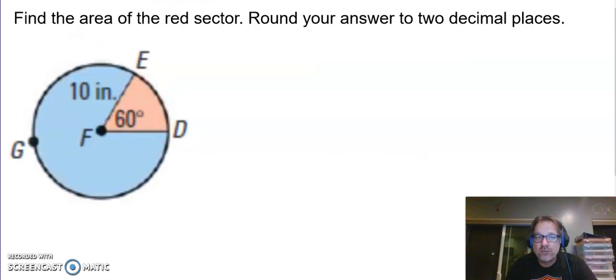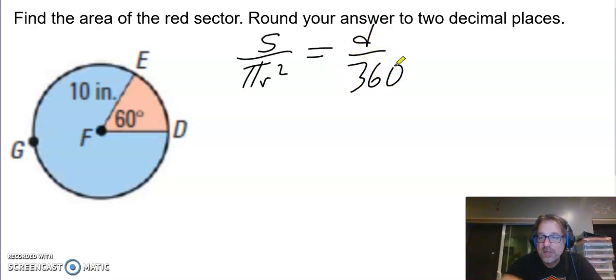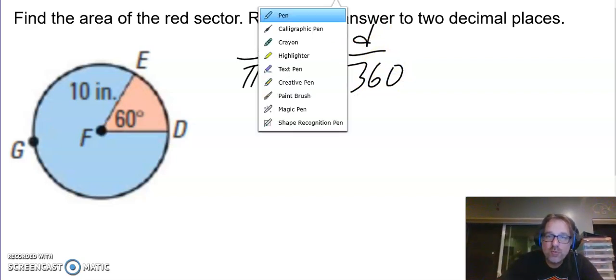So let's use the formulas to find our actual sector. We are going to round all of our answers to 2 decimal places, and I want to find this red sector. I know your notes are in black and white, but maybe you'll want to highlight it in red. To find sector area, I like that second formula. I like the proportions just like with arc length. So I'm going to do S over the area of the circle, pi r squared. The portion of the circle I'm talking about divided by the entire area equals degrees over 360. Part over whole equals part over whole.